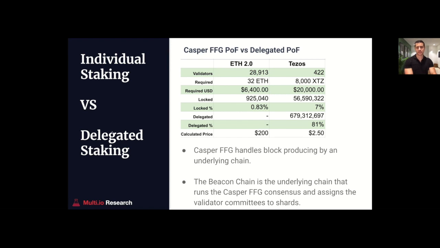And we can see why this setup requires a higher amount of capital to be locked and is more decentralized than the current staking systems that support delegated staking, that require no capital lockup. They basically require no capital lockup to earn block rewards.